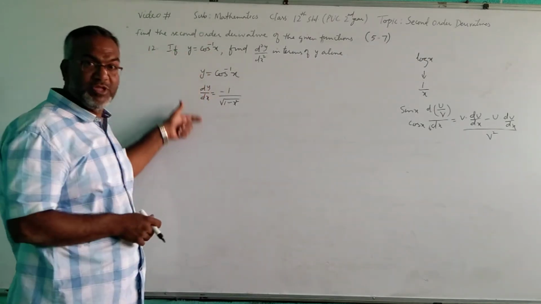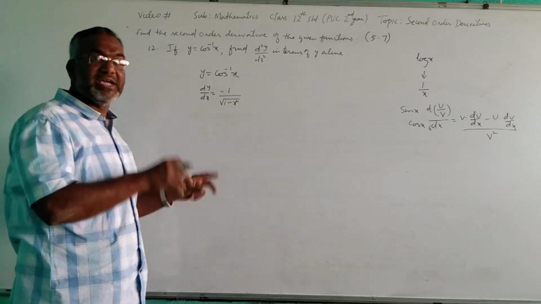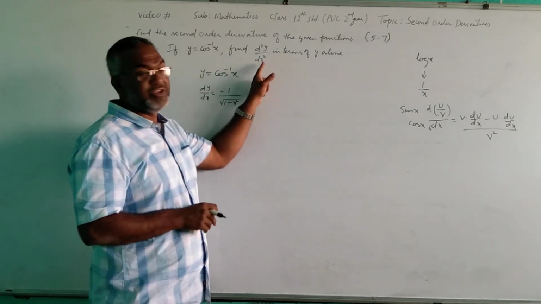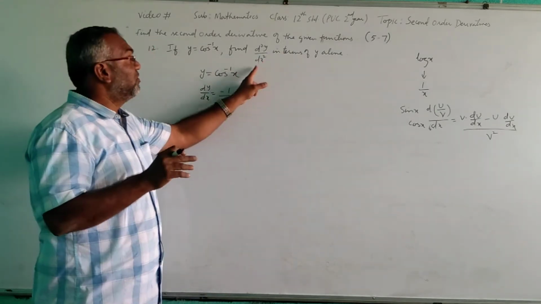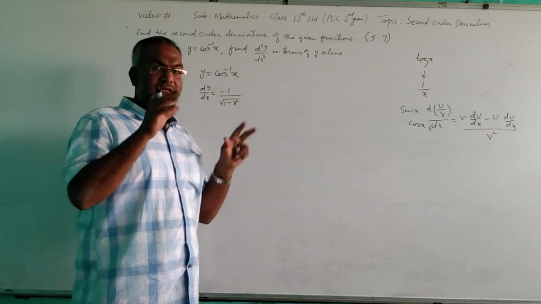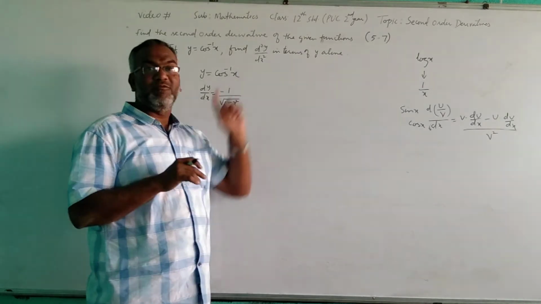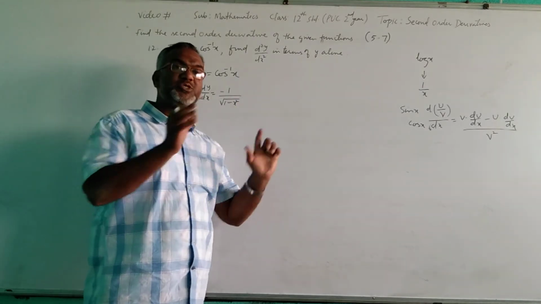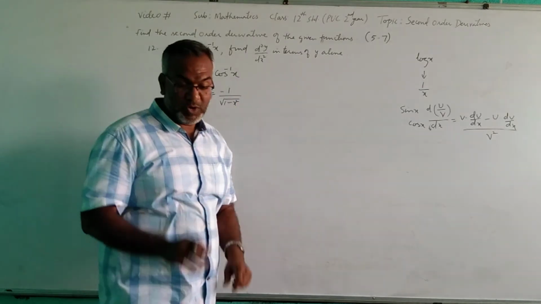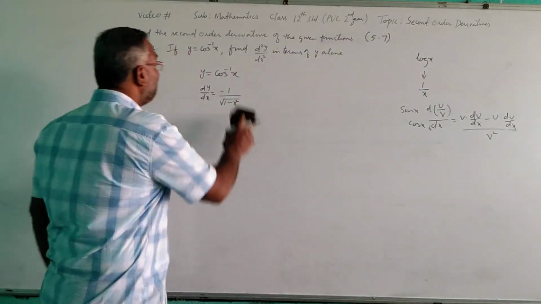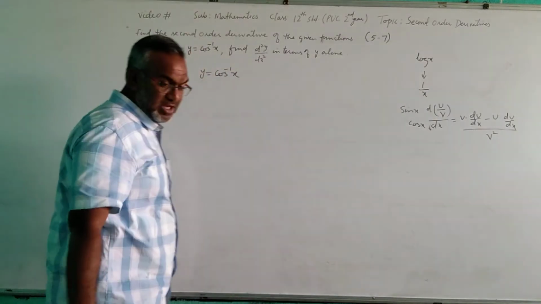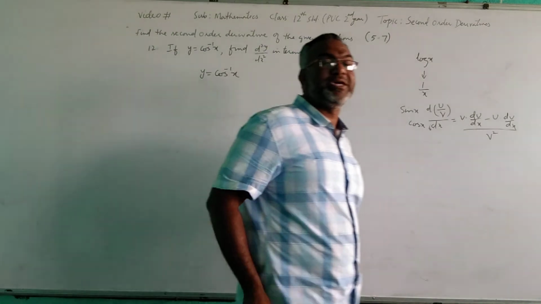If we continue this way, we will have x in the second order derivative, but the question says x must not be there. Second order derivative must be free from x. It must have only y. It must be in terms of y alone. So what should we do now? Now we have to get rid of x. We must make x disappear.